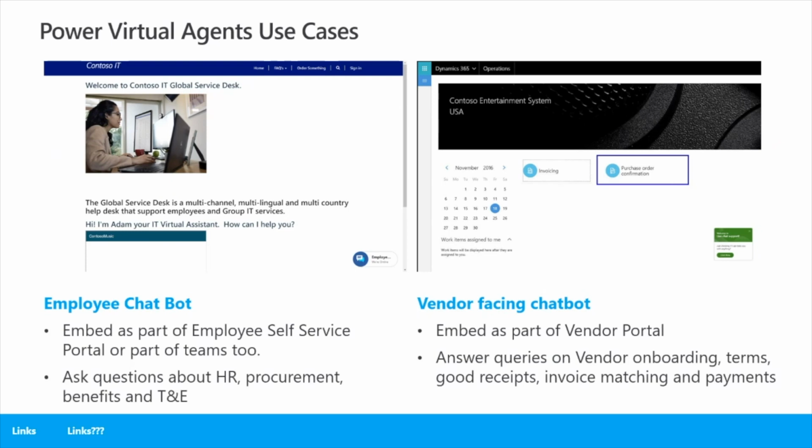Things that you might use it for include asking questions about HR, procurement, benefits, and time and attendance, or expenses. The second example is a vendor-facing chatbot. So the suppliers and the external people to your organization are one of the examples of people that your purchasing department is likely interacting with on a regular basis.